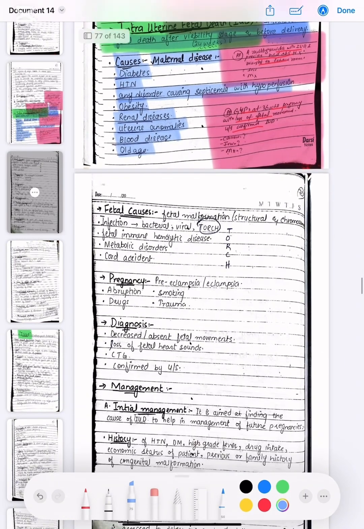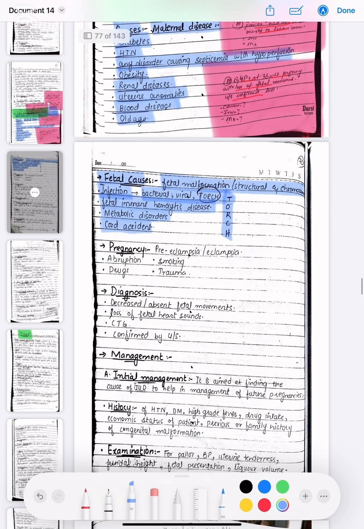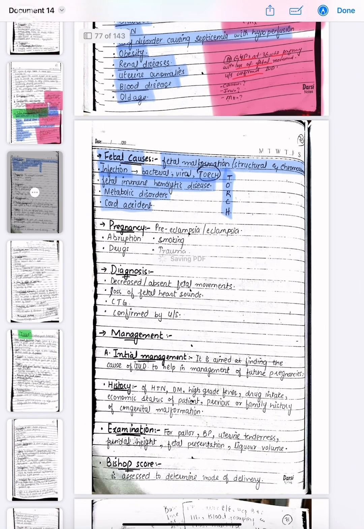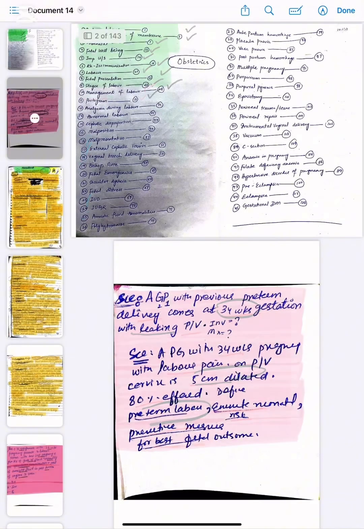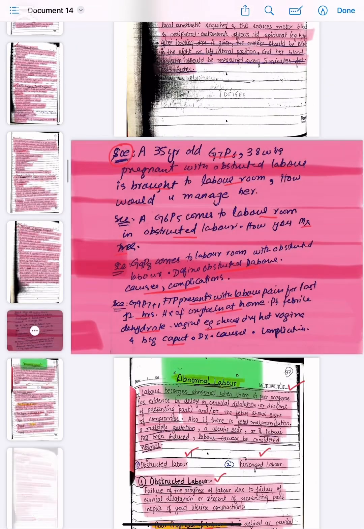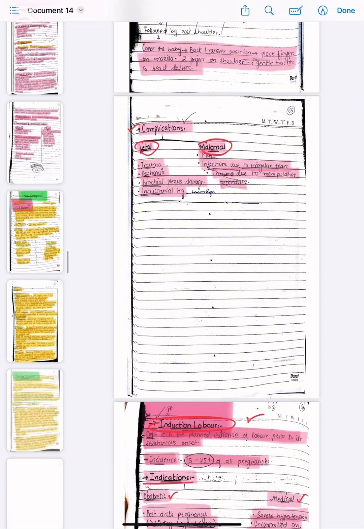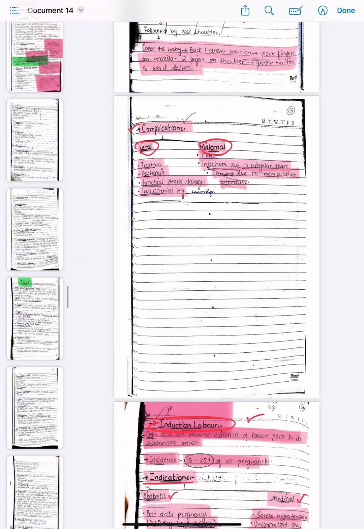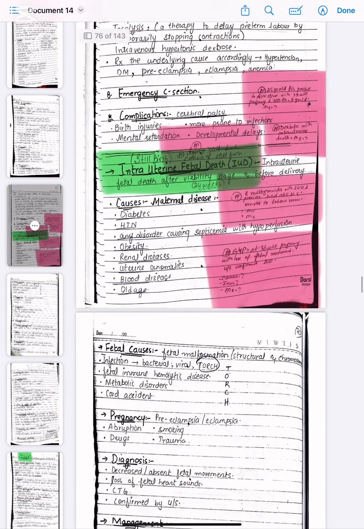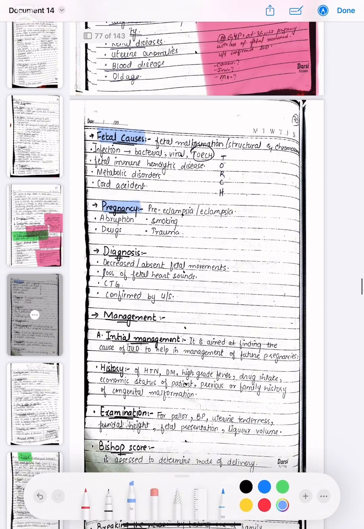The fetal causes are fetal malformation, that is structural and chromosomal, infections, that is bacterial, viral, and TORCH, fetal immune hemolytic diseases, metabolic disorders, and cord accidents. Okay, TORCH are the different infections, bacterial and viral. Now the pregnancy. In pregnancy, pre-eclampsia or eclampsia. Page number 69. Okay, here it is. So these are the fetal causes. Now the pregnancy. In pregnancy, pre-eclampsia, eclampsia, abruption, smoking, drugs, and trauma are the causes of the intrauterine death.